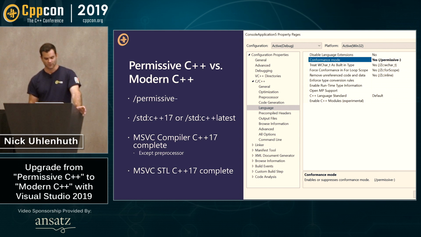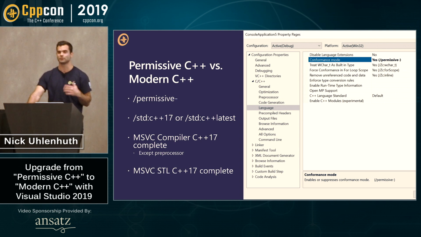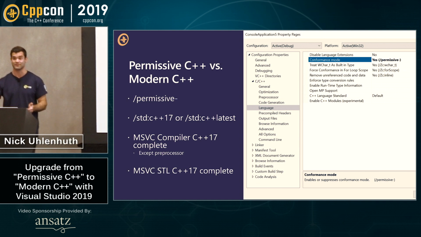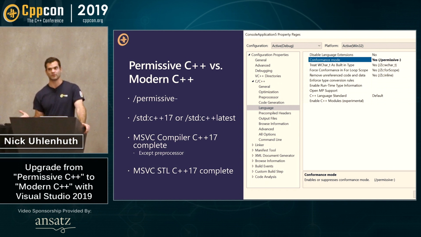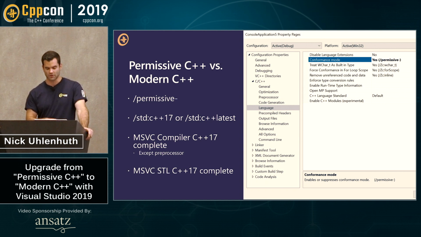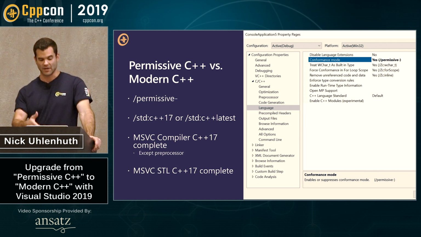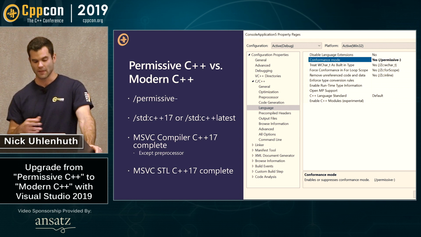The good news is the MSVC compiler is C++ 17 complete, with the exception of the preprocessor, which is experimental, and the STL is C++ 17 complete. So you can play around with these language features of C++ 17, and C++ has a great backwards compatibility story, so even if you have older C++ code, it should still work, but you'll be able to start taking advantage of these newer language features.